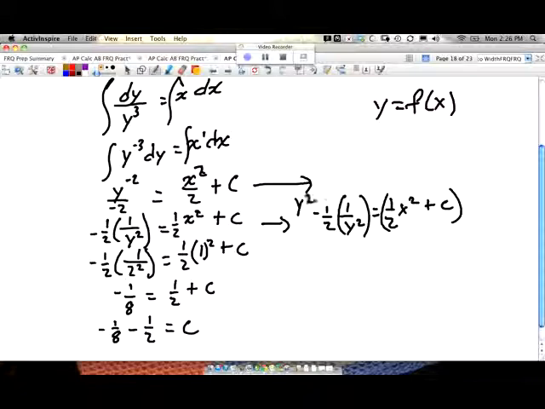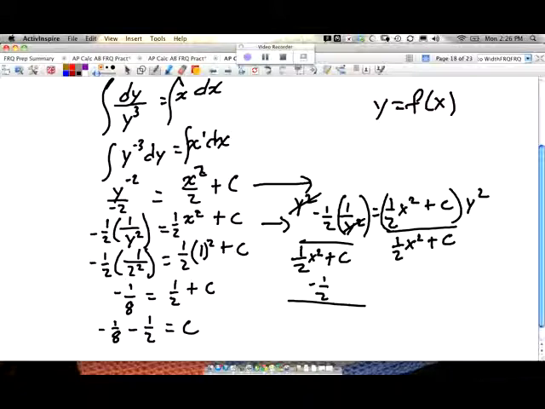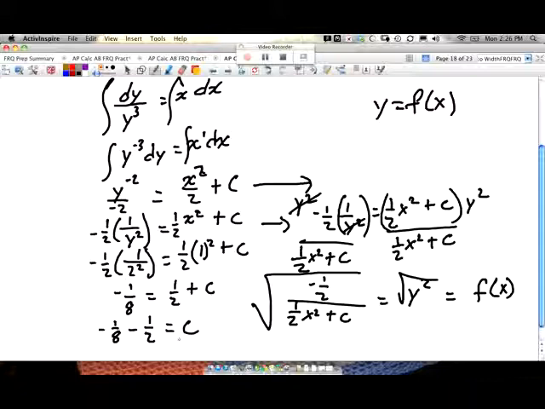I'm going to multiply both sides by y squared, and then I'm going to divide both sides by 1/2 x squared plus c. Why? Because I don't have to be particular. I can do this in a really big, complex fraction kind of way. So negative 1/2 over 1/2 x squared plus c equals y squared. So take the square root of this, and that's f of x. And we already solved for c right here. If you want, I could say c1. Boom. Done. Check.